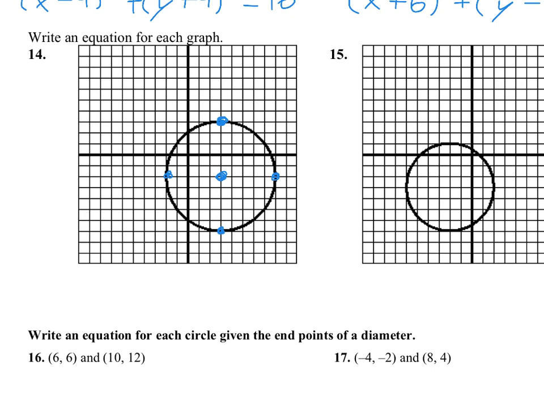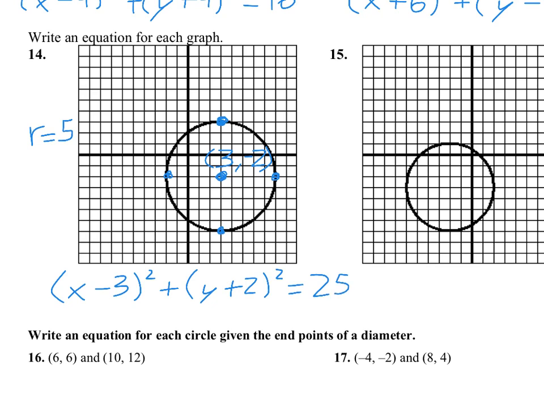Alright, so what are the coordinates there? It looks like the coordinates are 3, -2. So the center is 3, -2. And then we already determined that the radius is 5. Okay, so we do the opposite: x minus 3 squared plus y plus 2 squared equals 25.